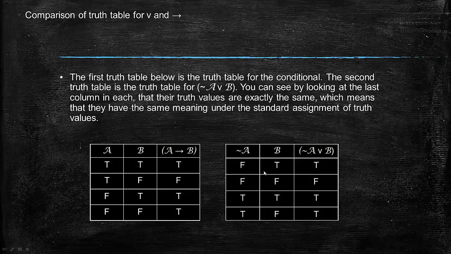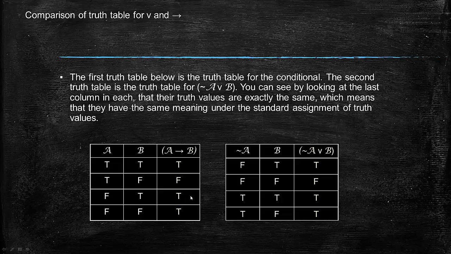And you can think through this now because you know what the assignment for values for disjunction is supposed to be, which is that disjunction is only false when both of the disjuncts are false. So false true has to be true, false false has to be false, true true has to be true, and true false has to be true.